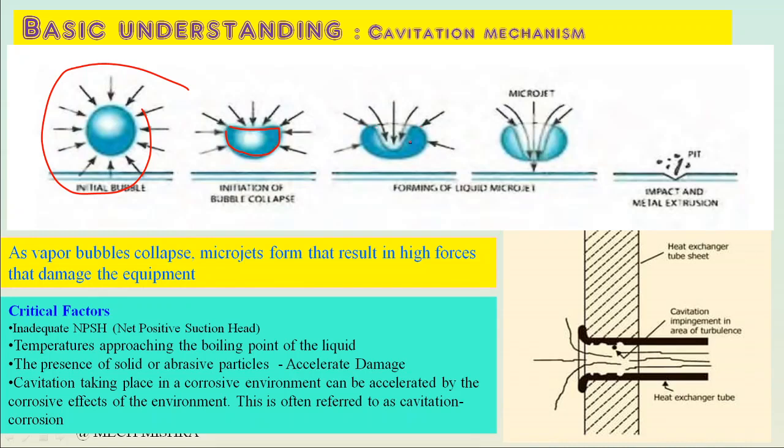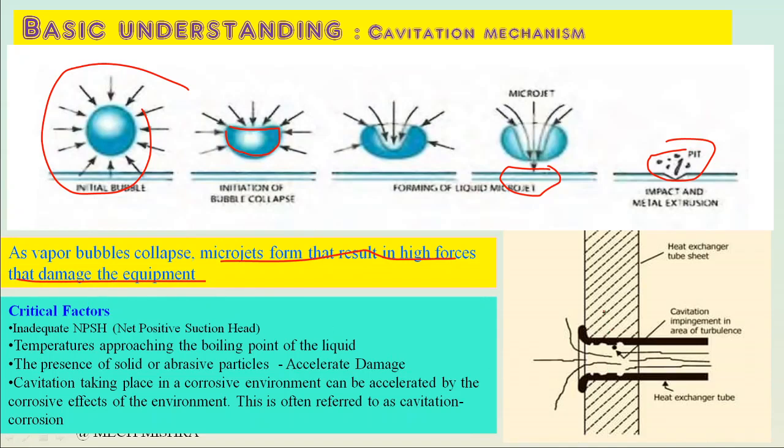The forces will be like this, and at the point of collapse, it collapses like a microjet. The microjet forms and directly impinges on the metal surface, and the impact causes a pit on the metal surface. This is the common surface tension theory of how the bubble forms and collapses, and that collapse creates impact on the metal surface. As vapor bubbles collapse, the microjet forms, resulting in high forces that damage the equipment.